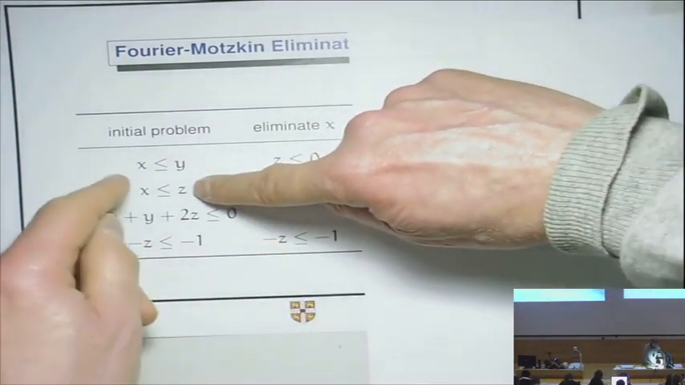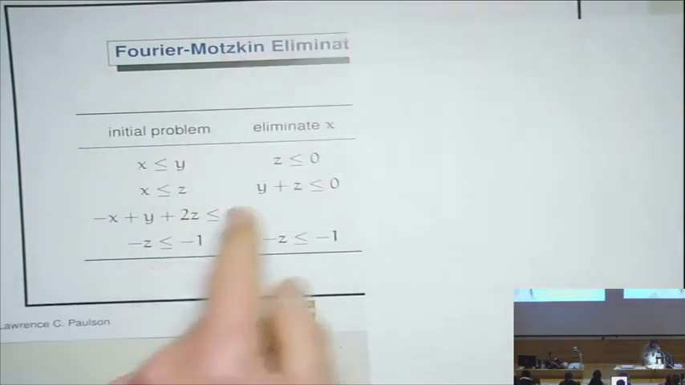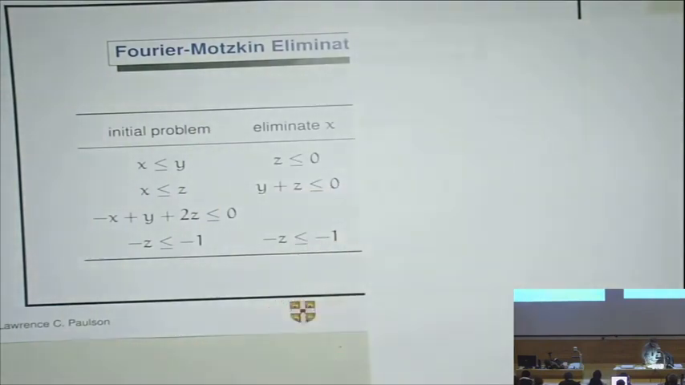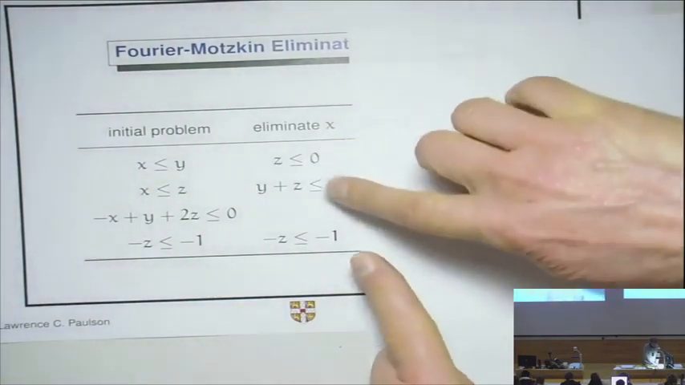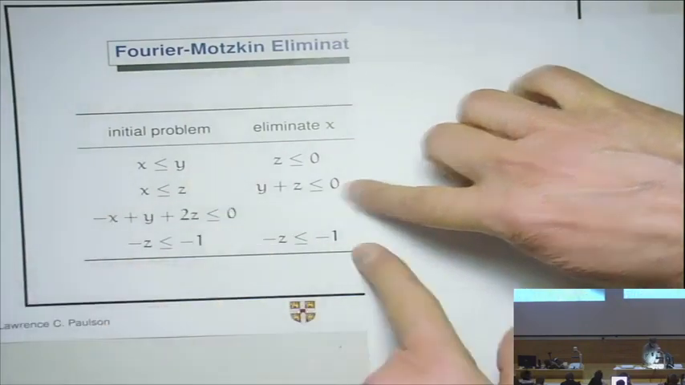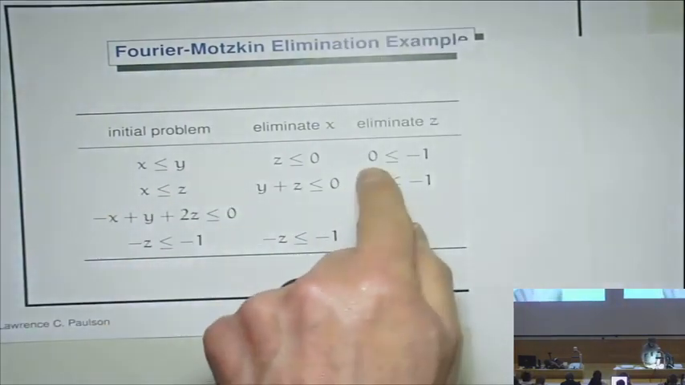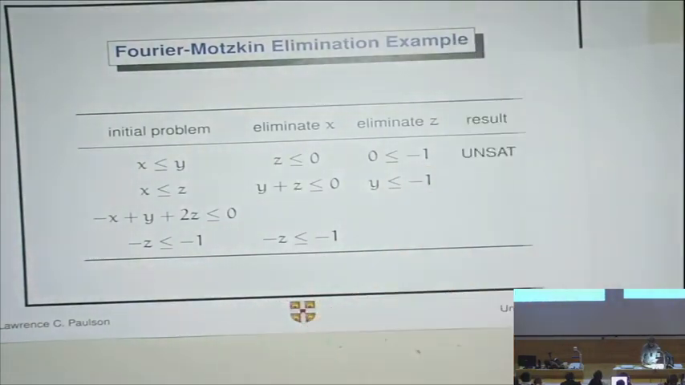You add them, the x's cancel out, the z's are on the opposite sides, so you get y plus z less than or equal to 0, and the last one you just carry along. Now, I guess the obvious thing to do is eliminate the z's from this, because you can add those two, and you can add those two, and I think I know what's going to happen, because that will be 0, and that would be minus 1. Yeah, you've got 0 less than or equal to minus 1, which is simply not true. Okay?